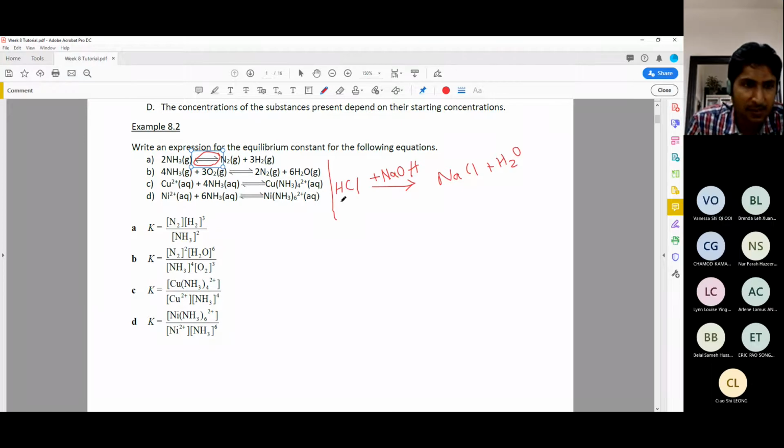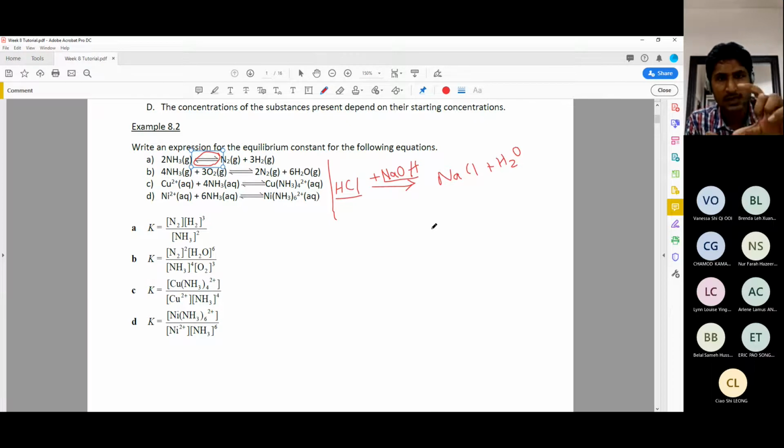So what is the difference here? This is a strong acid and a strong base. Strong acid and strong base will just go forward; the reaction finishes, that's it. The thing is, strong acid and strong base do not produce any reversible reaction.